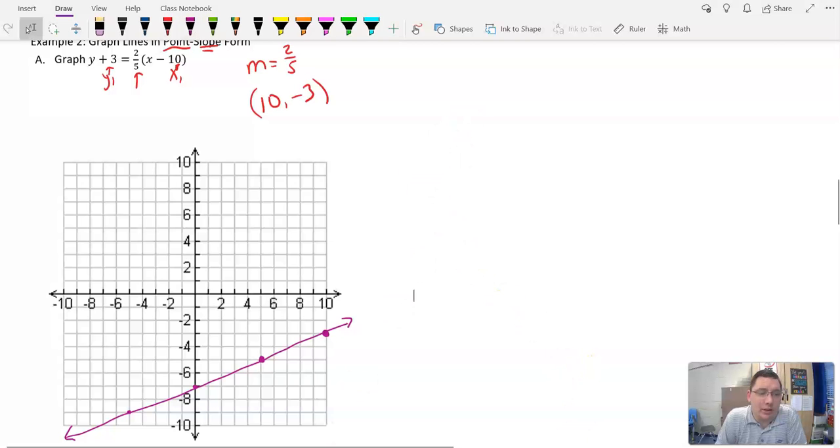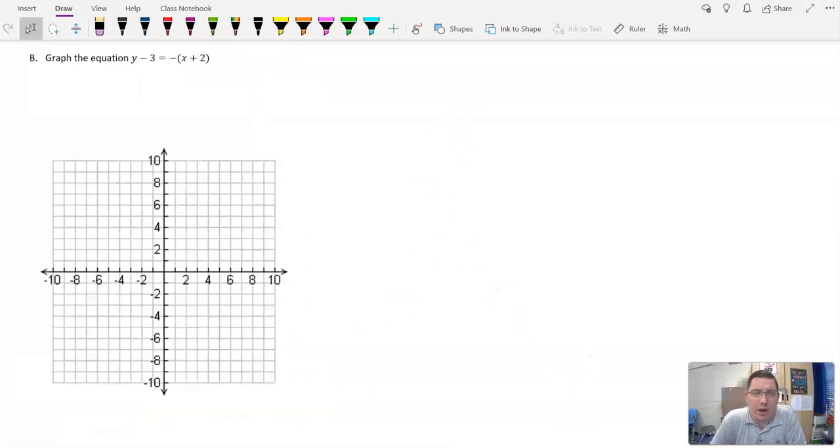Okay, so let's go ahead and look at example B, and I want you to try that one on your own. So in example B, we've got y minus 3 is equal to negative parentheses x plus 2. I'm going to give you one hint here before I have you jump in and do this one yourself. Remember that your slope is sitting here, right? But there's no number there. So there's just a negative sign, right? So if there's just a negative sign sitting there, what number could go in front? It's a 1. So my slope is equal to negative 1, and my point, remember this is your y sub 1 because it's on the y side, and this is your x sub 1 because it's on the x side.